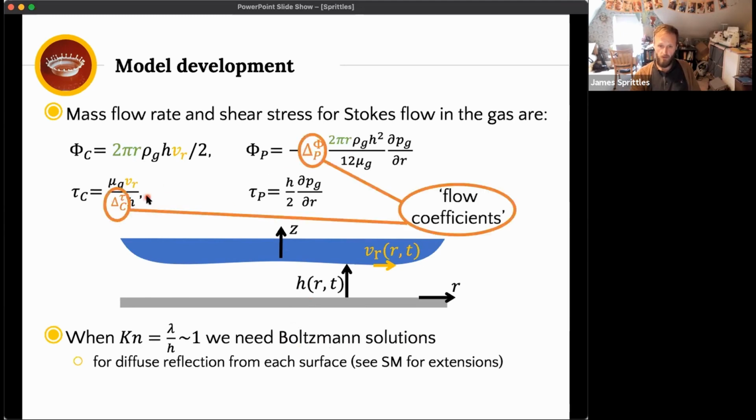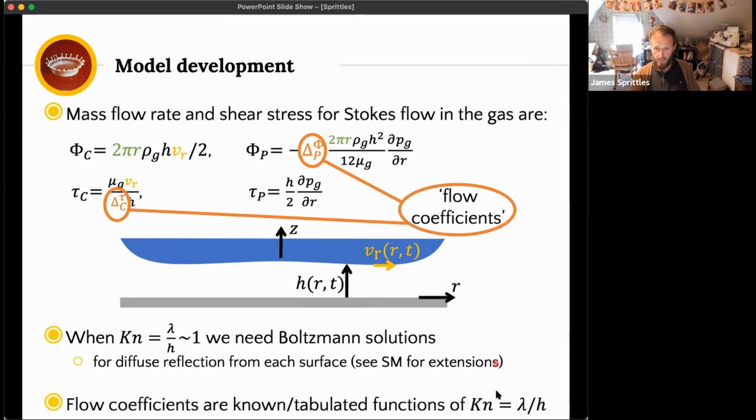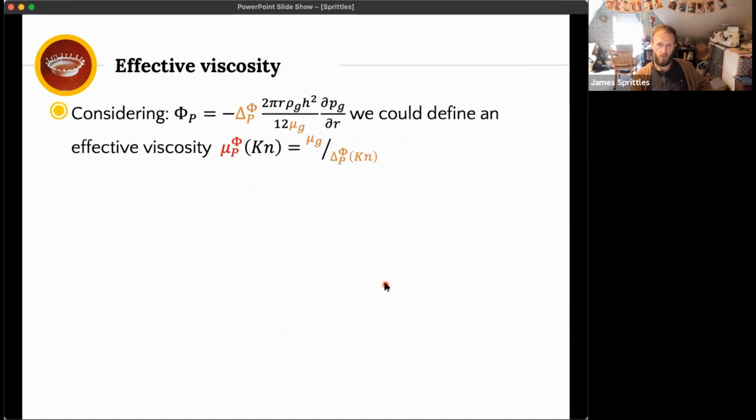These flow coefficients are going to depend on the Knudsen number, which we remember is essentially the mean free path divided by the height of the channel. So all we need now are these flow coefficients as a function of Knudsen number, and we have everything we need to essentially describe Boltzmann type flow in these channels. Before I do that, let me explain a kind of nice way of picturing how things are going to work.